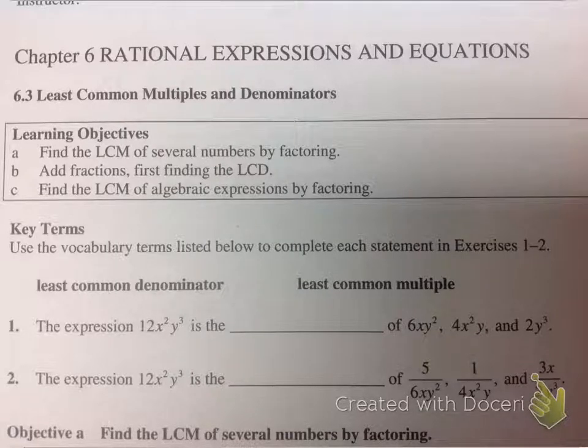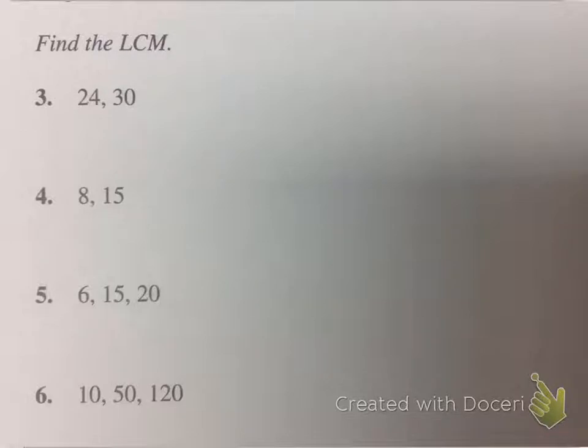Our key terms: the expression 12x squared y cubed is the least common multiple, LCM, of 6xy squared, 4x squared y, and 2y cubed. And the expression 12x squared y cubed is the least common denominator of the three fractions listed. So now, how do you come up with the least common multiple?